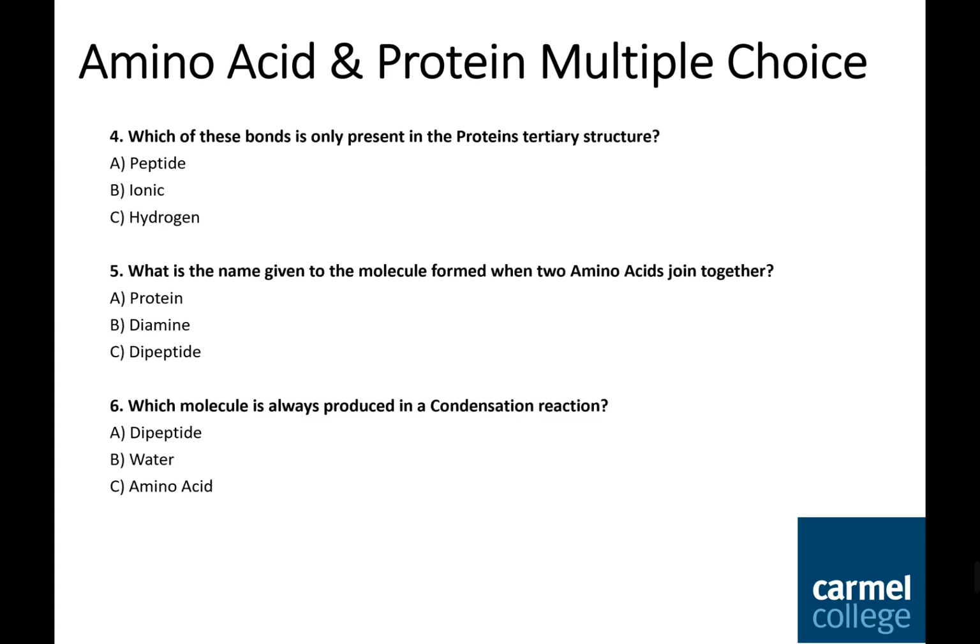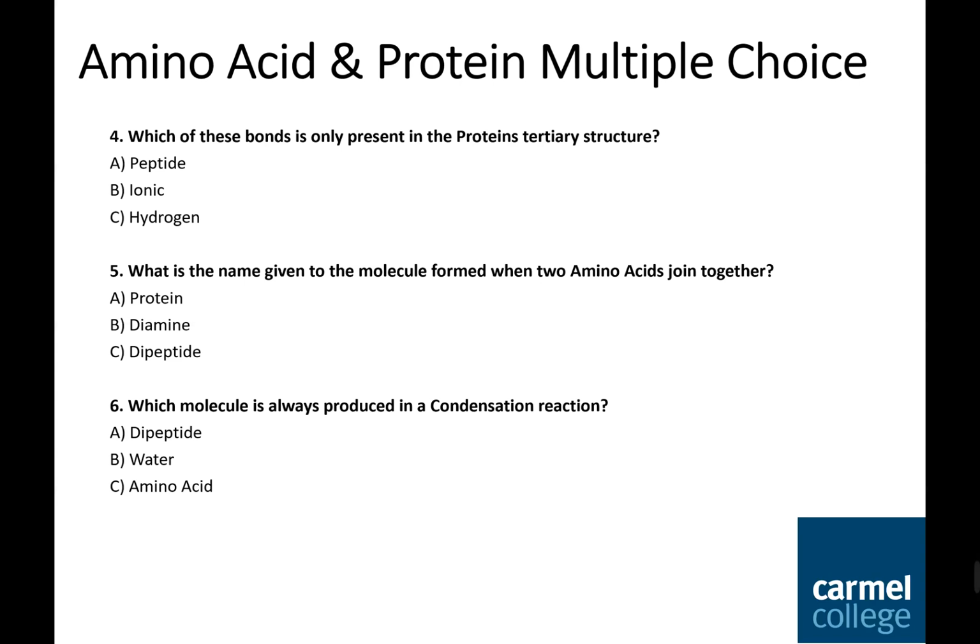Question 4, which of these bonds is only present in the protein's tertiary structure? The answer to that is B, ionic. Peptide bonds are present in all levels of protein structure. They are the bonds that form in the primary structure between the amino acids. Hydrogen bonds are present from the secondary structure onwards, and they help to form the alpha helix structure and the beta pleated sheet folds.